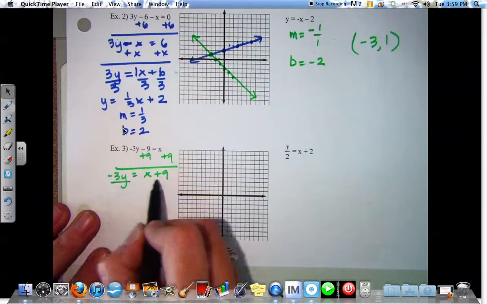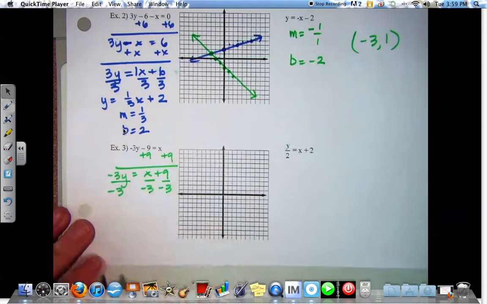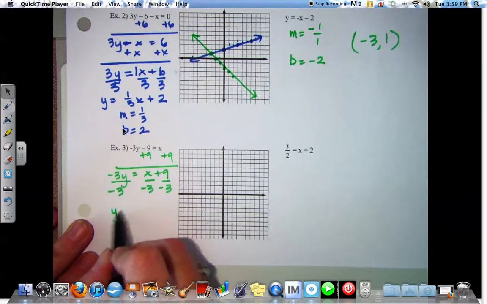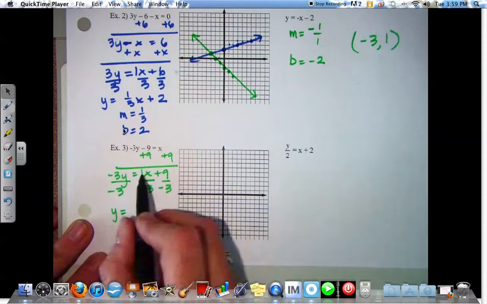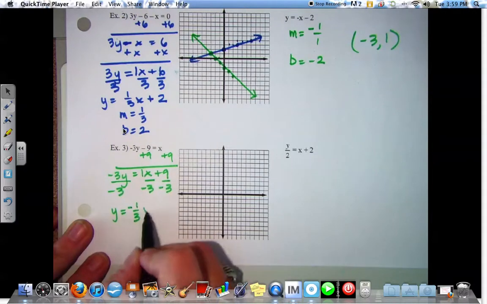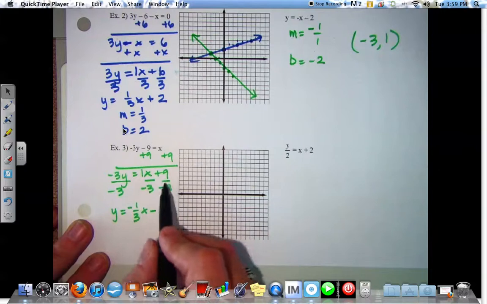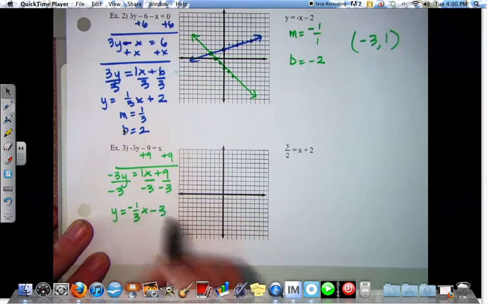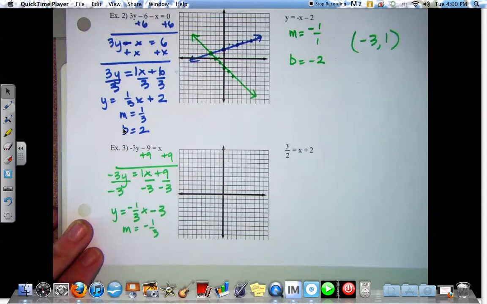Next, we need to divide everything by negative 3. So we have y equals, remember there's an imaginary 1 in front of this x. We have a positive divided by a negative, so that gives us negative 1/3 x. Positive divided by negative again, so that's negative 9 divided by 3 is 3. Our slope is negative 1/3. Our y-intercept is negative 3.